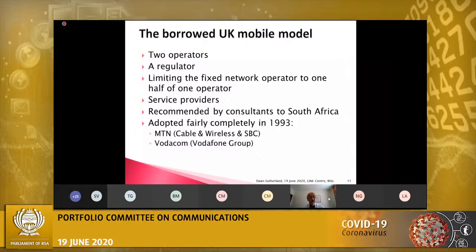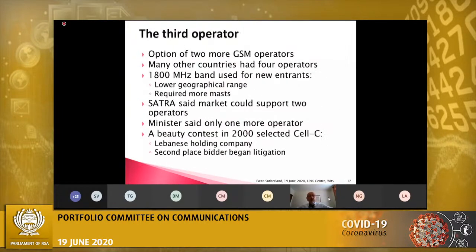One was Vodacom, part of the Vodafone group, and Telkom, and MTN, which initially had foreign investors from Cable and Wireless and from SBC. And that proved to be a surprisingly successful model. Third operator was introduced much later. Many countries by that stage had four operators.